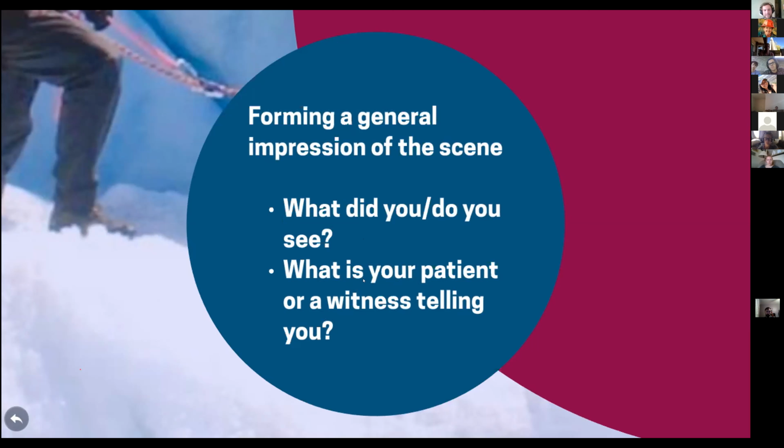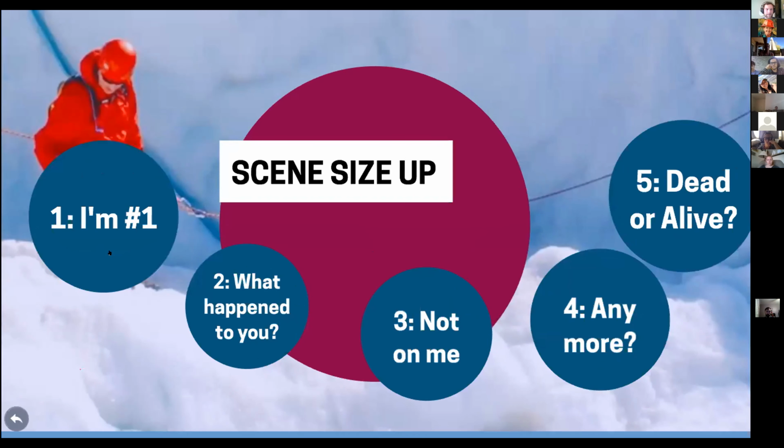Or if your patient is alert, you can ask them what happened. Or if there's a witness, maybe the individual that called for help witnessed their friend collapse or witnessed a certain accident. So here at 2, what happened to you? We're forming a general impression of the scene. So 1, number 1, making sure the scene is safe. 2, what happened to you? Forming a general impression of the scene.